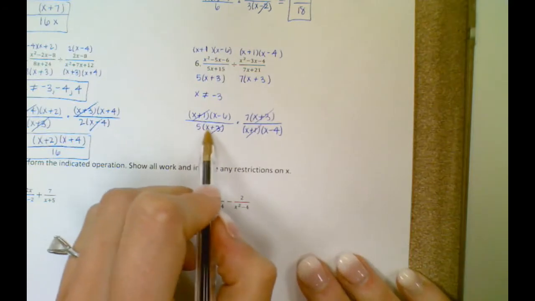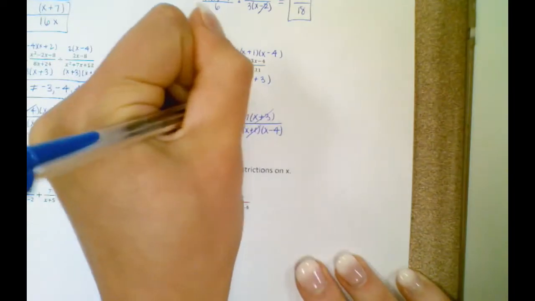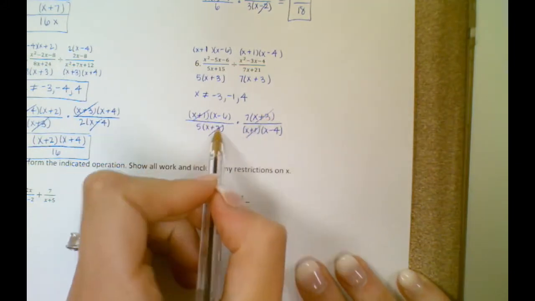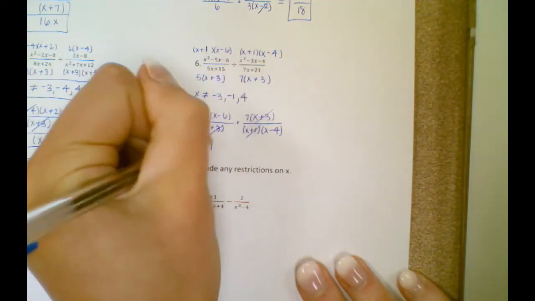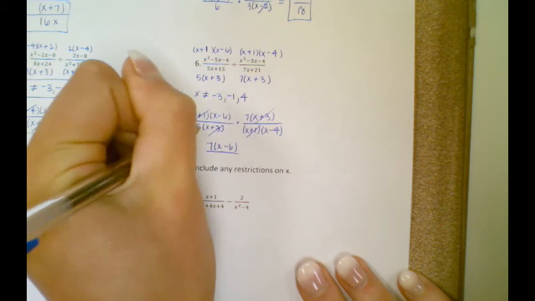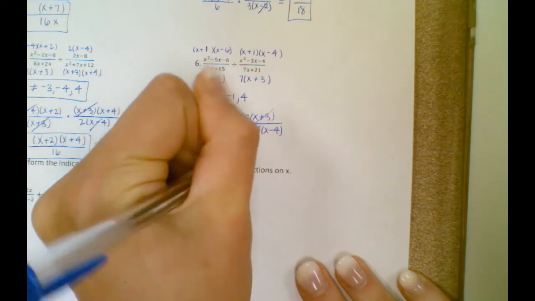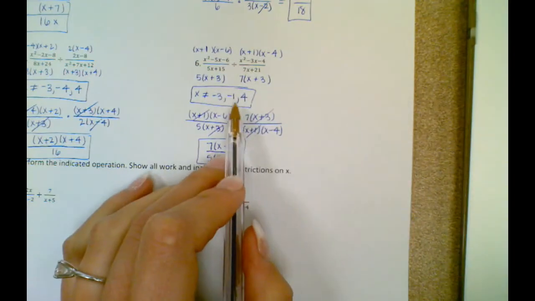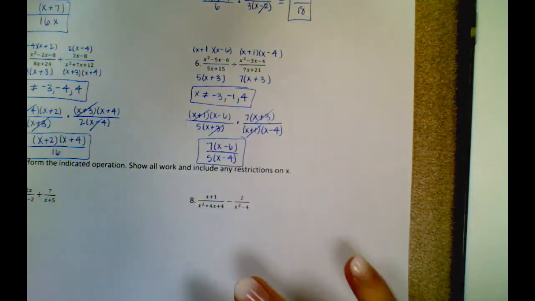Darn it, sorry. So x can't equal negative 3, x can't equal negative 1, and x can't equal 4. Then cross out your stuff. Sorry, guys. My fault. All right, so the x plus 1s are gone, the x plus 3s are gone. I think that's it, actually. So I'm left with 7 times x minus 6 over 5 times x minus 4. And that would be it there. And those are your restrictions. So don't forget to double check that you've listed all your restrictions. I've been silly now twice, but I've gone back and remembered them. Okay, but make sure you take care of that beforehand.